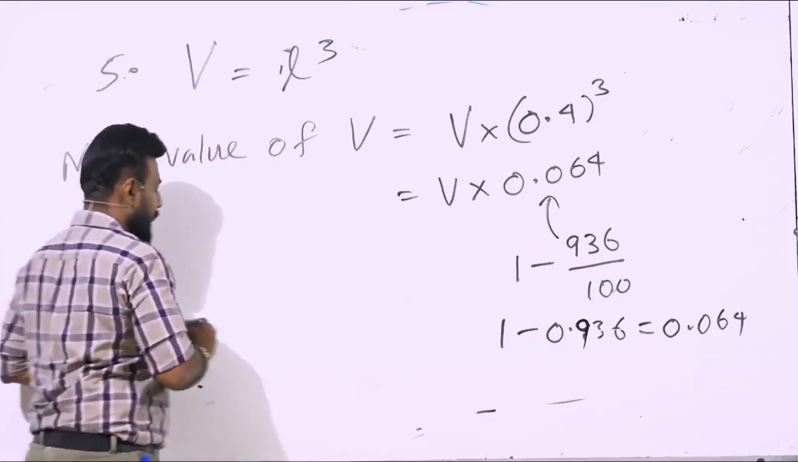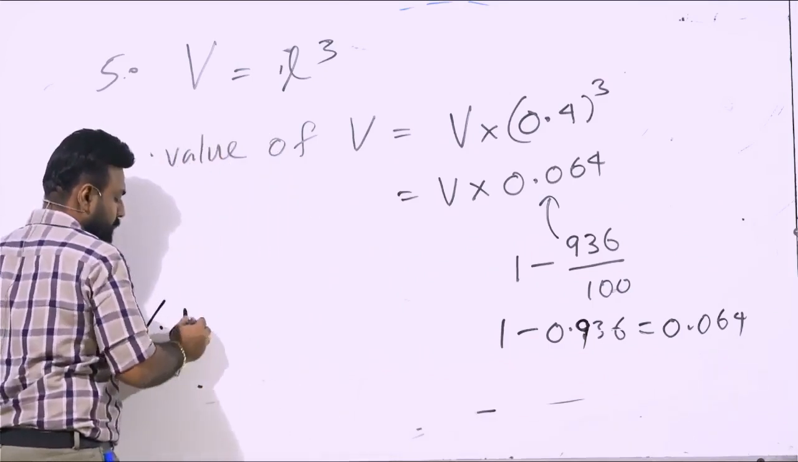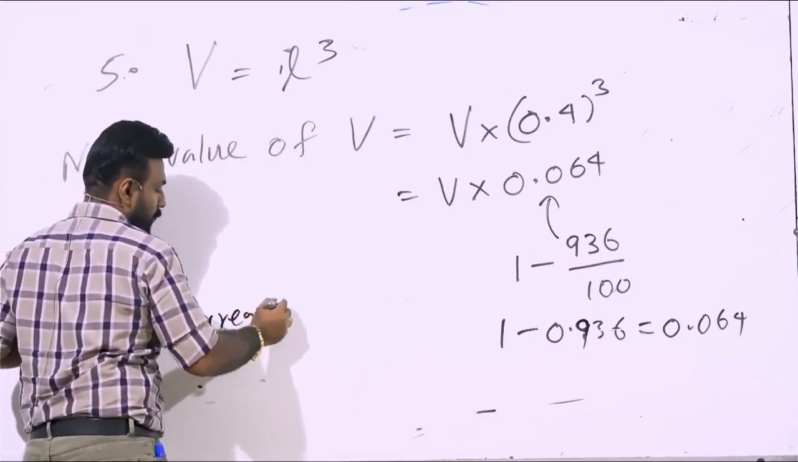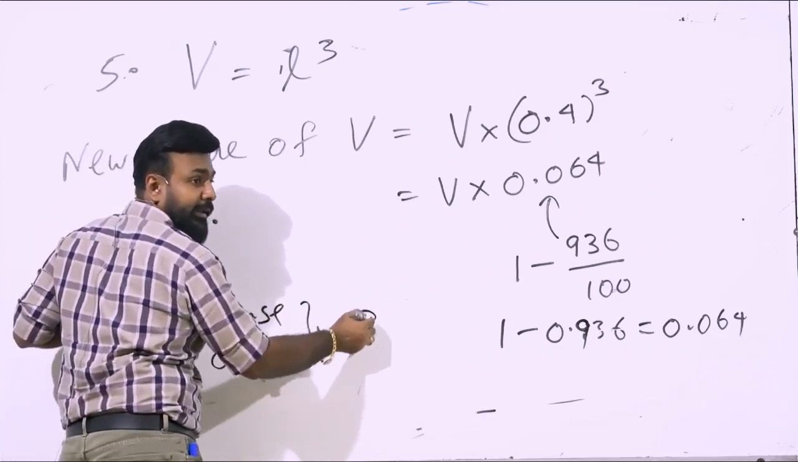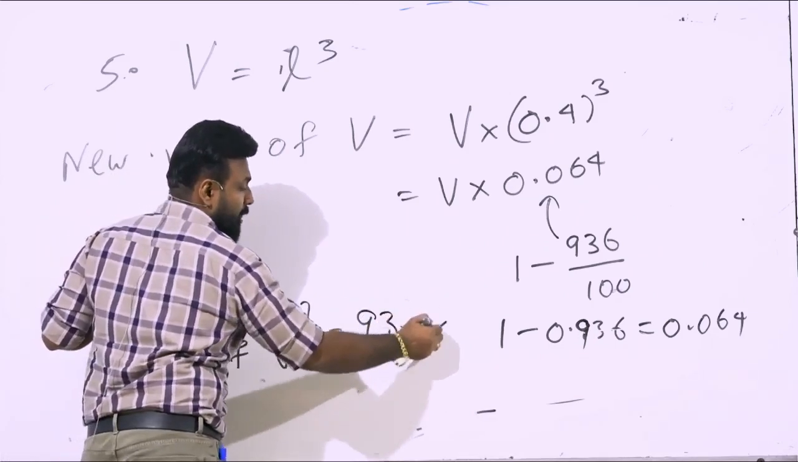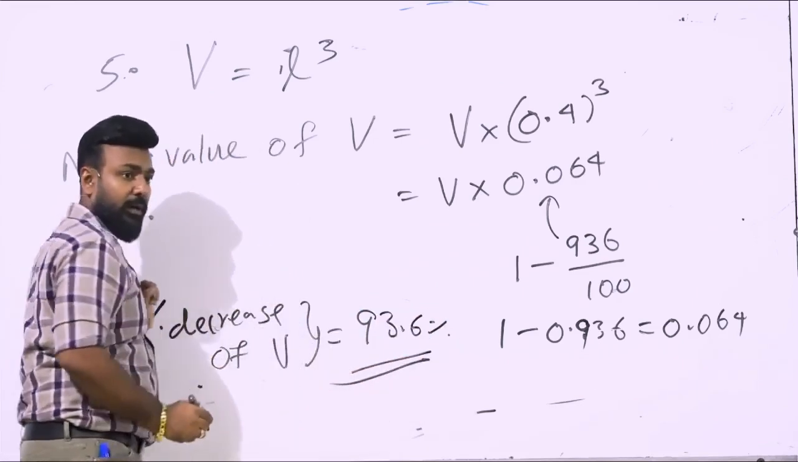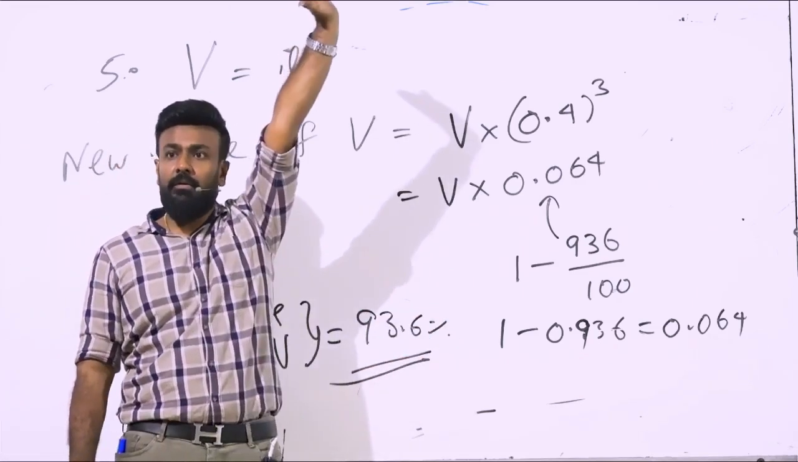So what is the percentage decrease of V? 93.6%.